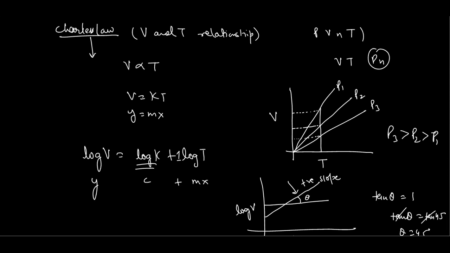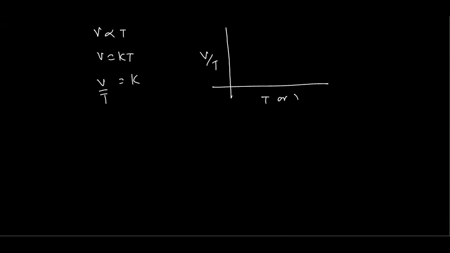So now the next graph. We know that V is directly proportional to T, so V equals KT. If we consider K as V by T and draw the graph of V by T against either temperature or volume, will it be a graph like this? Yes, it'll be constant.